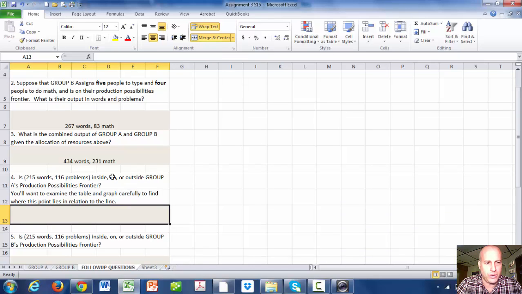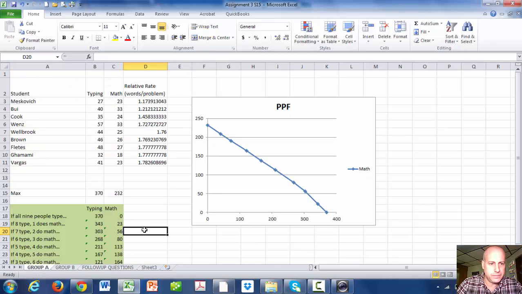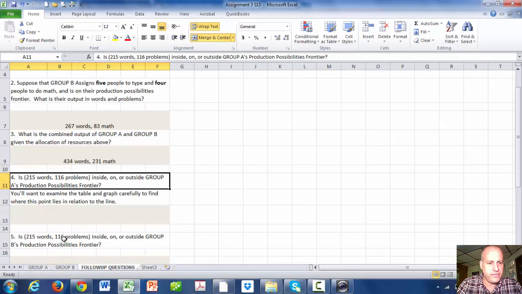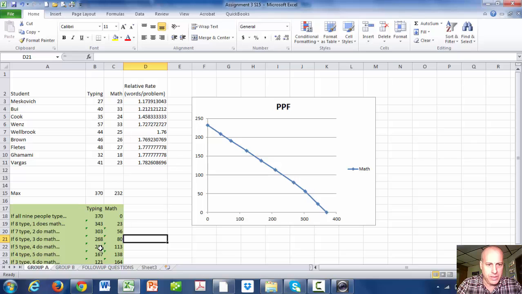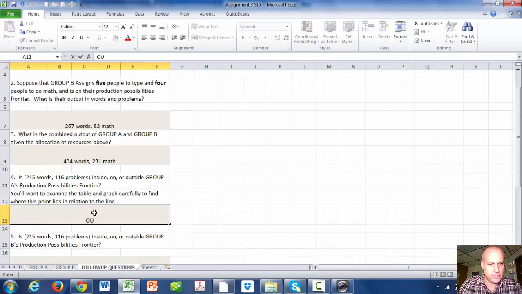Okay. So now the question says, is 215 words and 116 problems inside, on, or outside Group A's production possibilities frontier? Okay. So for Group A, we want to know if 215, 116 is inside, on, or outside. So go to your table here, and 215 and 116 would be more words and more math problems than we could get by this allocation that we examined here. So 215 and 116 is outside the production possibilities frontier.